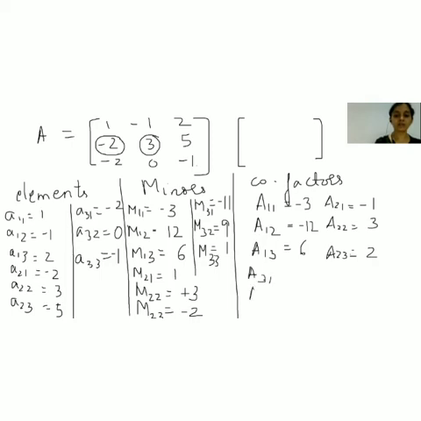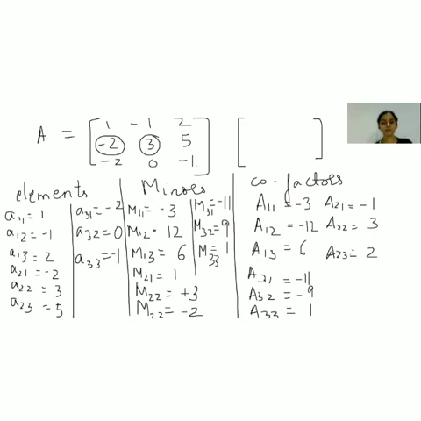A31, A32, and A33. Just check the addition. If it is even, answer remains as the minor. If it is odd, then the answer changes the sign of the minor. So A31 is raised to 4. That means sign remains the same. A32 is odd number, so sign changes. A33, again even, so sign does not change, right?